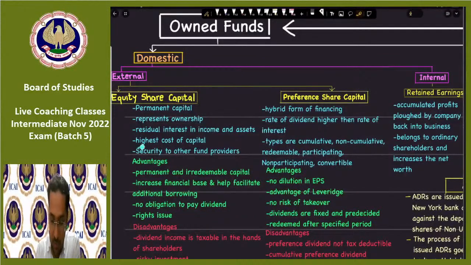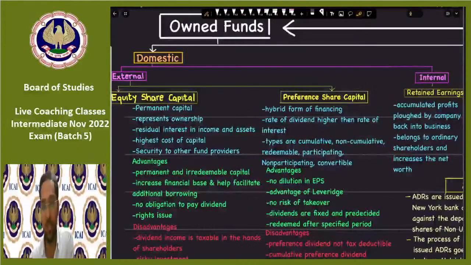So that's the reason we say that equity shareholders have a high cost as compared to the debentures, because debentures always tell you what return they want. They tell you that they want 10% or 9% return. If you don't give them that return, then they will start filing a suit against you.